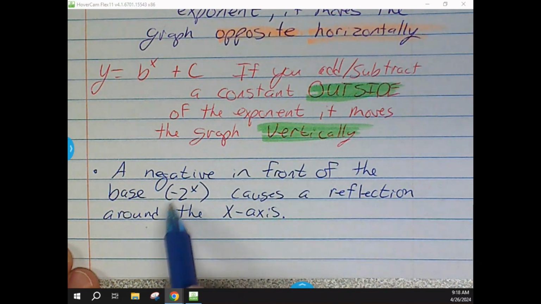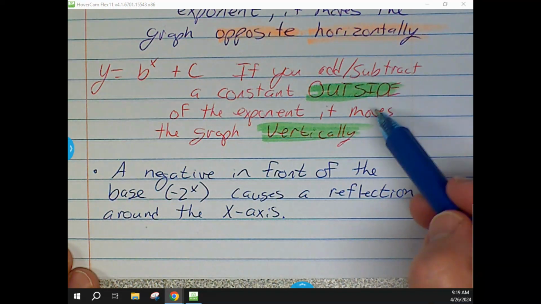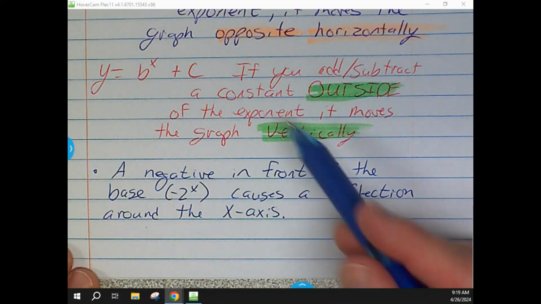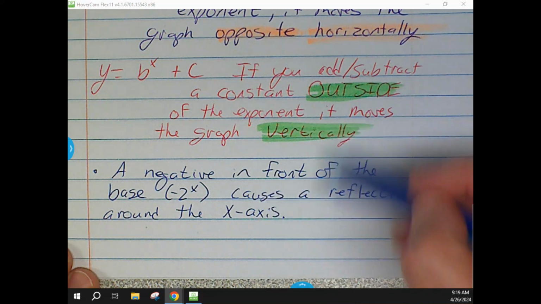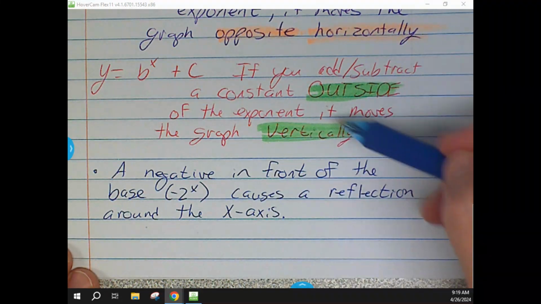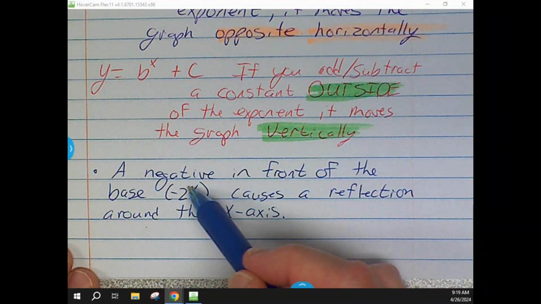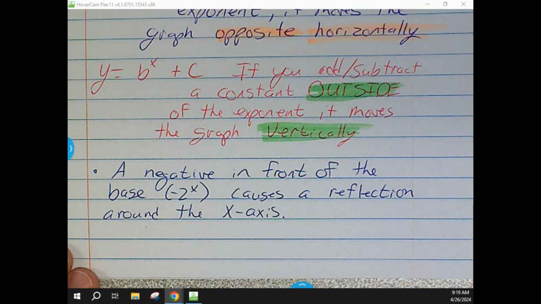Because again, in that case, the negative is not in the exponent. It's still outside of the base in that case. So you're going to reflect it across the x-axis, which means you're going to reflect it vertically. If you put a negative in the exponent, which I don't think they would ever really do, that's going to cause it to flip horizontally if you go through that part.